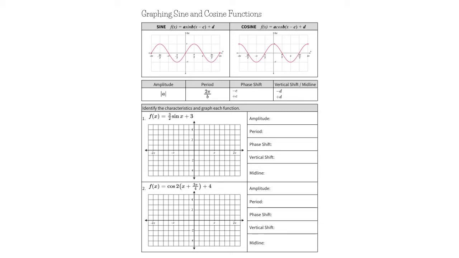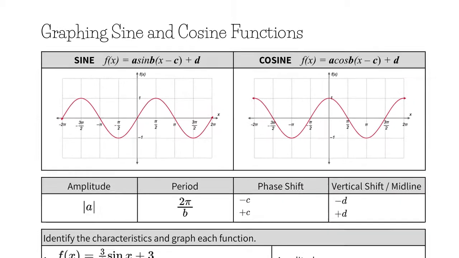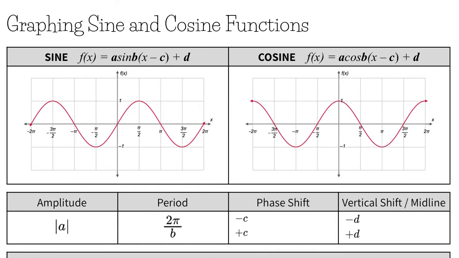Hey everyone, in this video we are going to be talking about the graphs of sine and cosine. So I have the parent functions here on the screen, and as you can see, they are very similar. They both have that same wave shape. The big difference is that sine goes through the origin while cosine does not. So it is basically just a translation either to the left or to the right of each other.